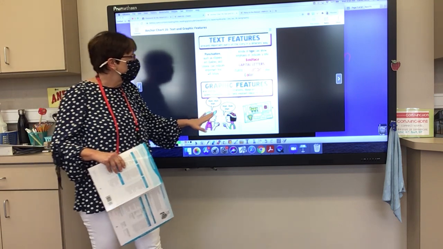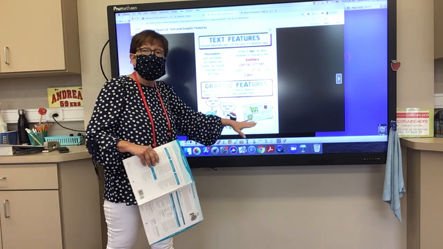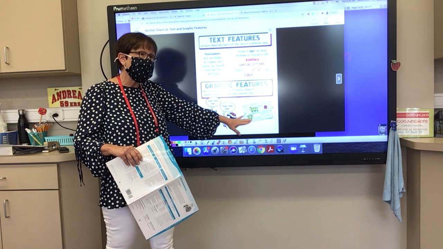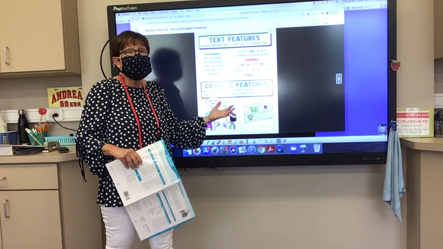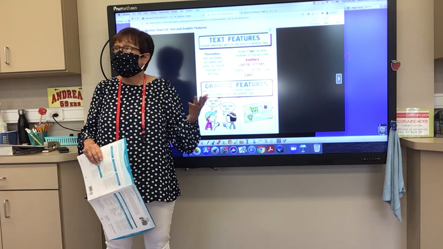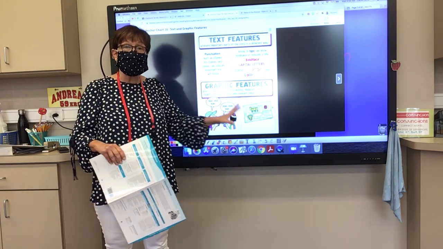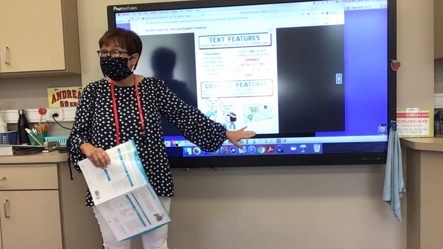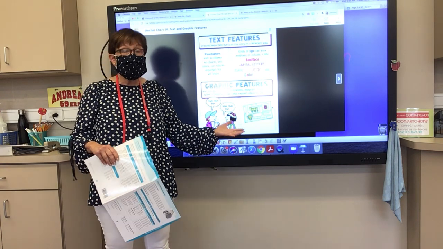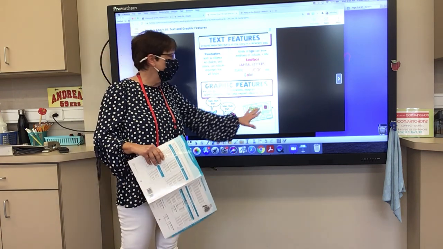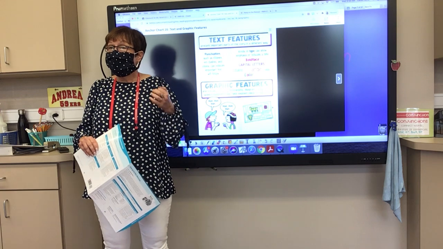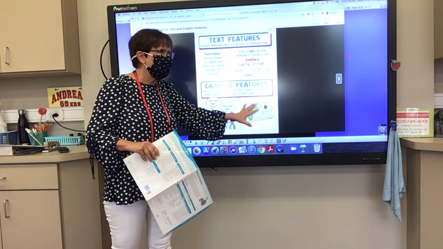We can also see maps. A map can be in an informational text. It could be in just a novel, like, let's say, The Magic Tree House might have a map. Who's ever read a Magic Tree House? I think all of us have read Magic Tree House, and we see a map in it. So that is a graphic feature.